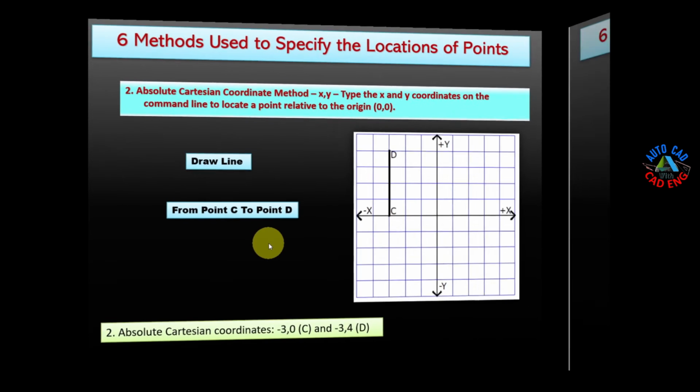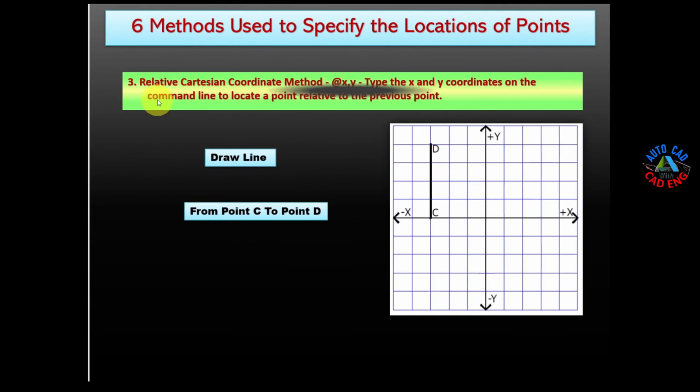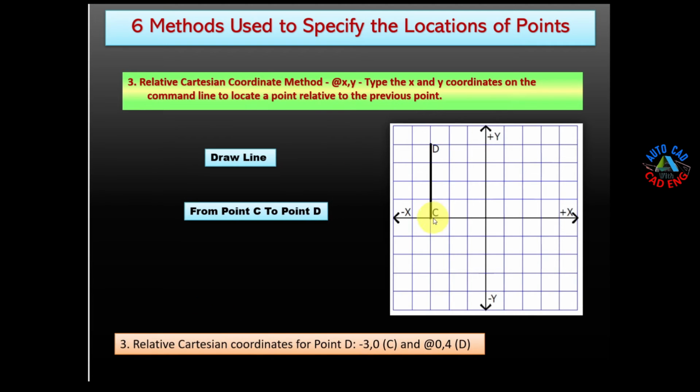Let's see the third method. In the third method, relative Cartesian coordinates, we will give point values relative to the previous point. To make the same line from C to D, we will first give the coordinate of C point, -3 and 0, and then with this sign we will give these values, x 0 and y 4. So this is relative to the previous point.